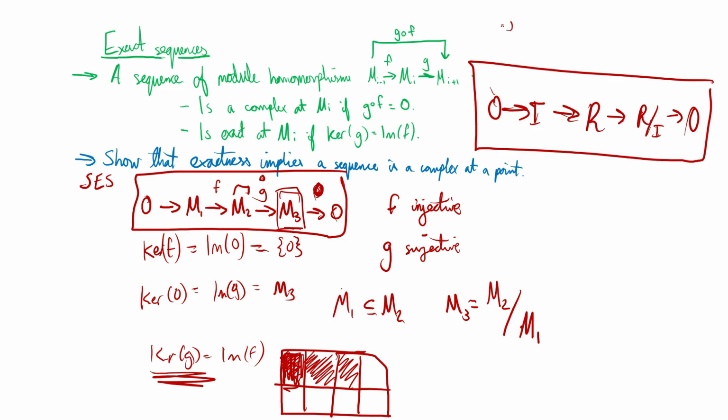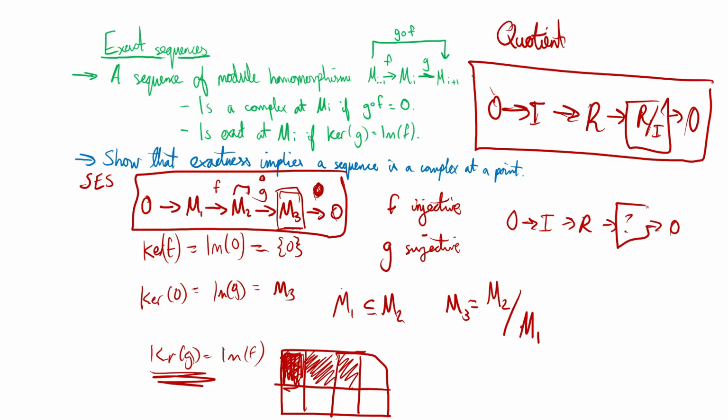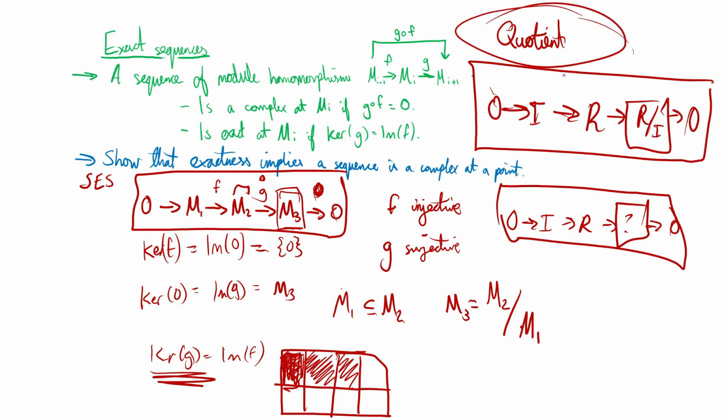That's how you write down quotient modules. You're not just defining a quotient module in terms of the elements now; you're defining R over I to be the missing piece here. So if you have 0 into I into R into something into 0, this missing piece is the quotient module, which makes this a short exact sequence. That is how you can define quotient modules, well, quotient ideals more generally.